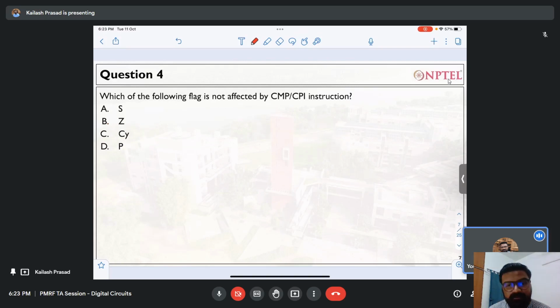Moving to the next question. I have two operations, compare or compare immediate. We have already seen four flags, rather five flags, with auxiliary carry also. You have to tell me which of these flags will not be affected by the compare or CPI instruction. Please tell me. Anybody wants to answer this?